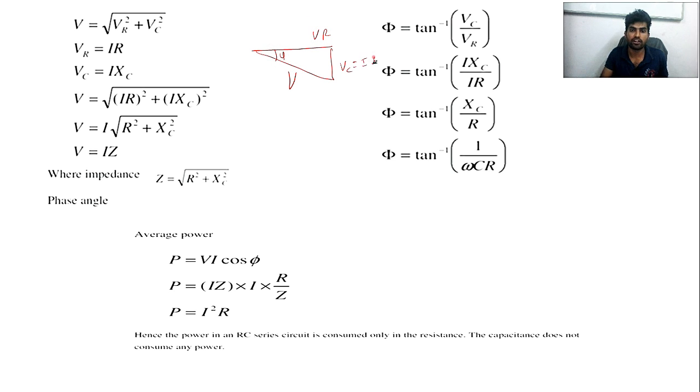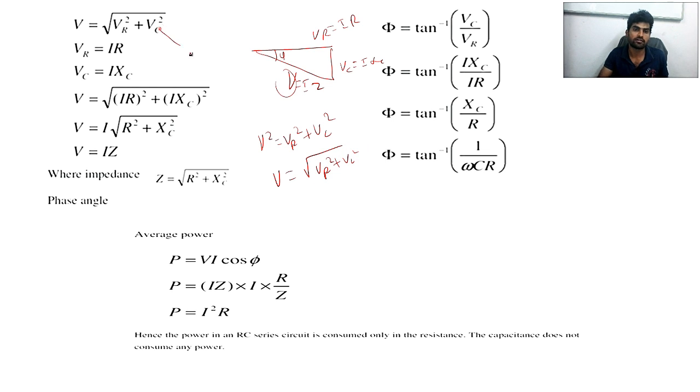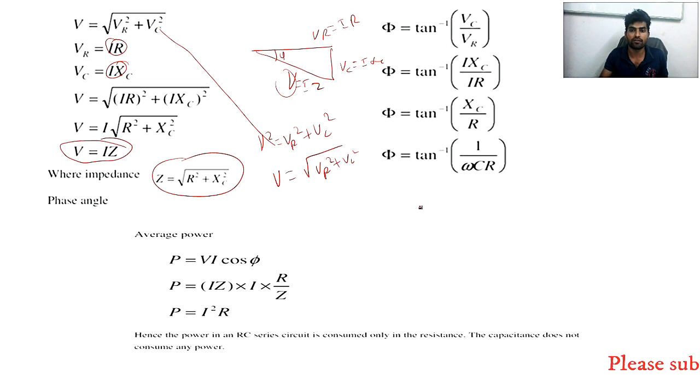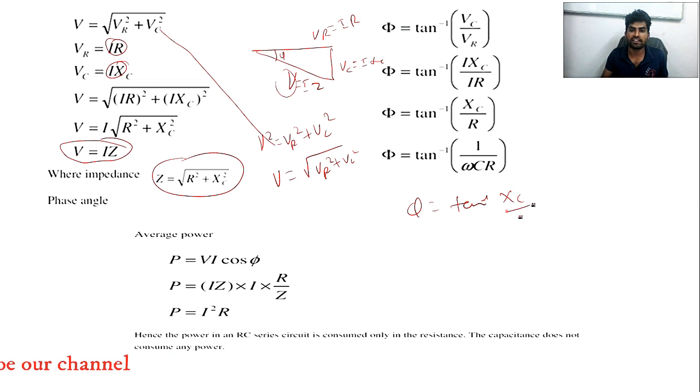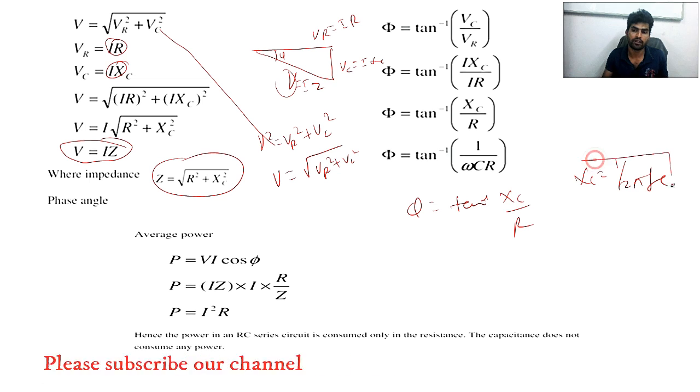So VC is equal to I into XC and VR is equal to I into R, V is equal to I into Z. See here, V square is equal to what? VR square plus VC square. So if you want V only, the root of VR square plus VC square will be there. So VR is equal to I into R, VC is I into XC, I substitute over here, V is equal to I into Z, Z is equal to root of R square plus XC square. So finally, the phase angle, if you want, is tan inverse of XC by R, right? XC is equal to what? 1 by 2 pi F C, right?